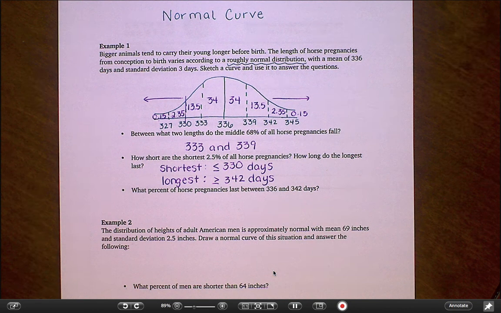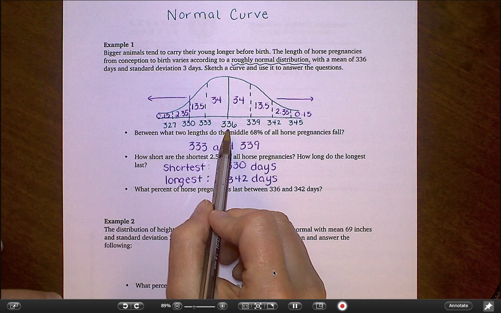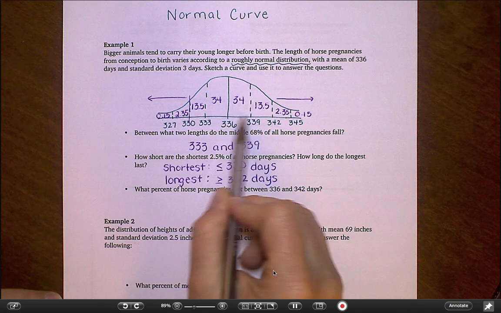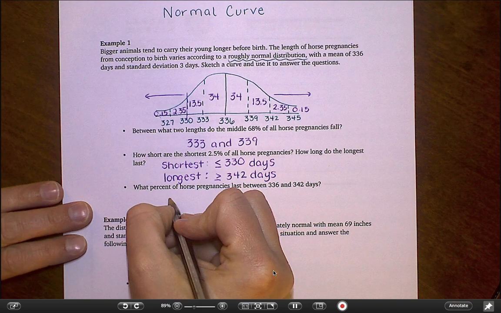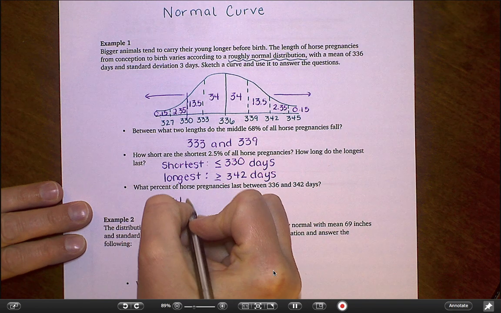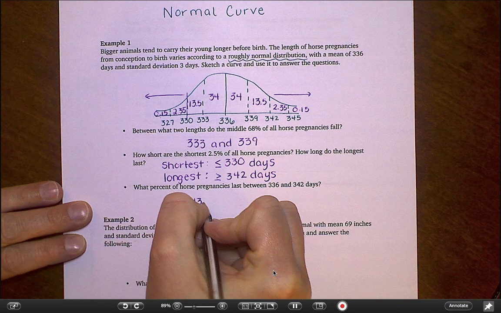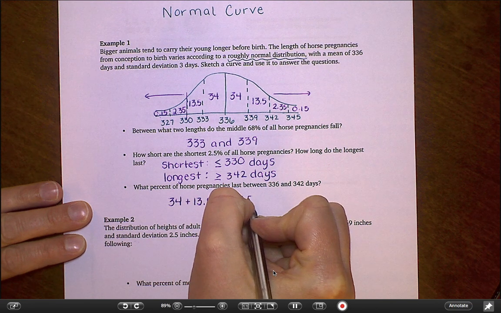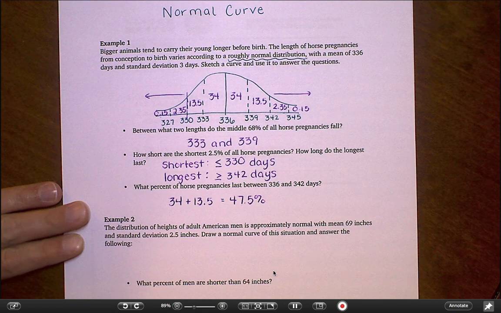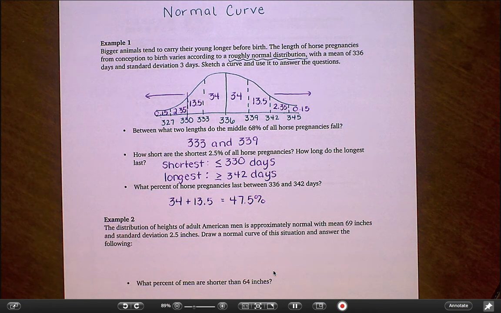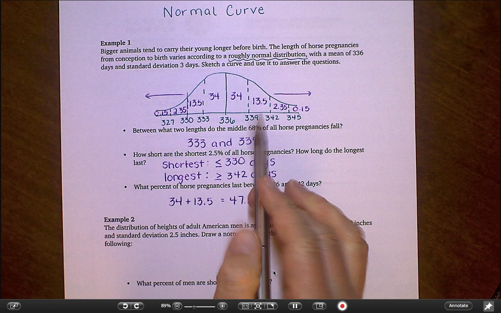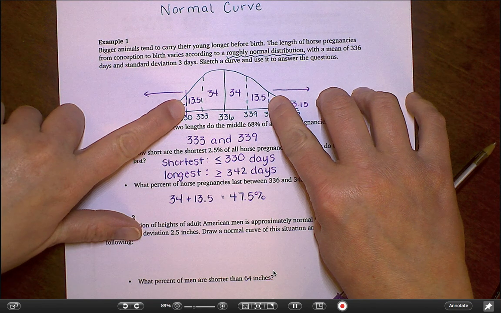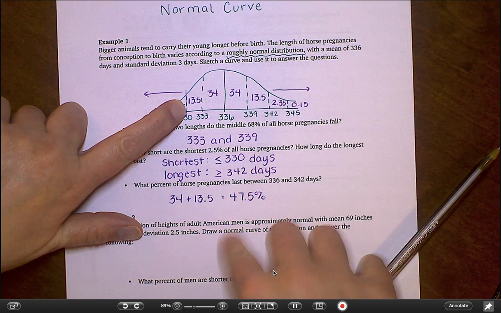And what percent of horse pregnancies last between 336 and 342? It's just a matter of putting all these percentages together. So 34 plus 13.5, and I'm just writing this down so you know where I'm getting it. Would be 47.5%. So 47.5% of all horse pregnancies fall between 336 and 342. And that should make sense because if we did that same amount on each side, that should be 95%. So if you split 95 in half, you get 47.5.